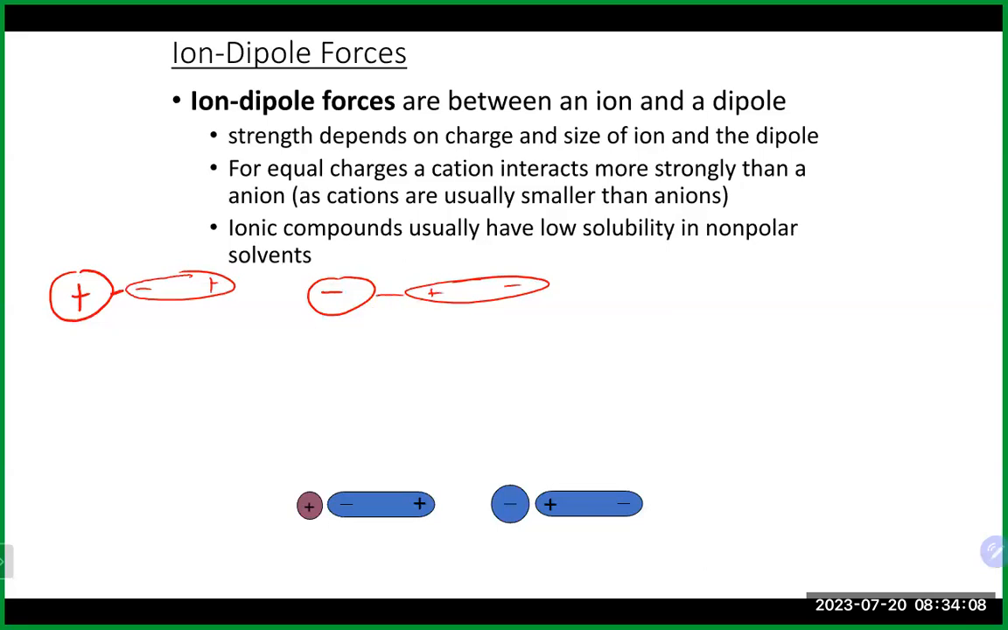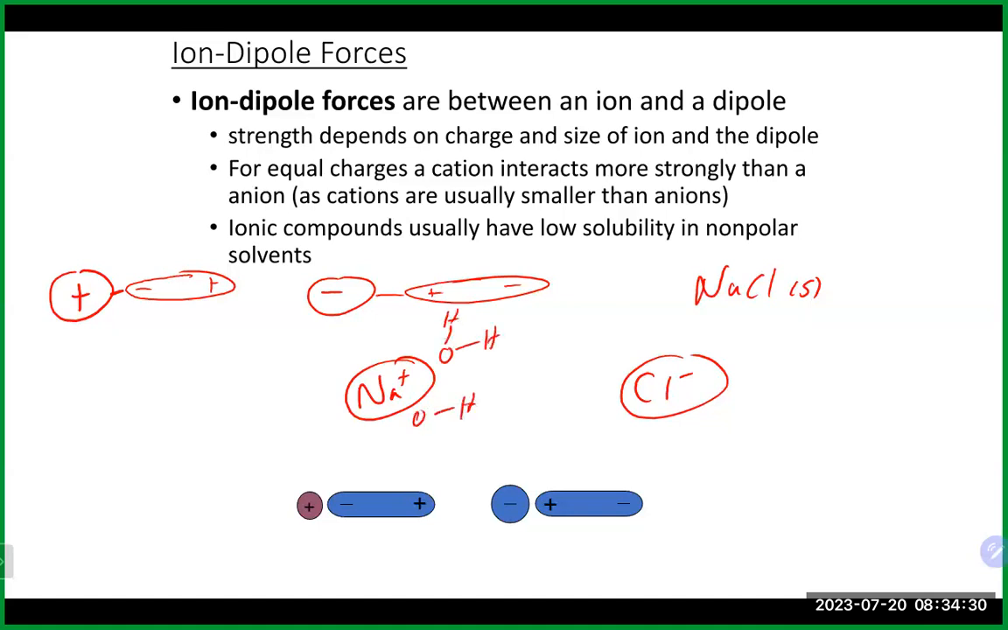This is pretty much what happens when we dissolve an ionic compound in water, right? What happens when we take something like sodium chloride, that's a solid, and we throw it into water, we get the sodium ion, we get the chloride ion. And water, because it is polar and it has that positive side and negative side, the negative side of water will go around and surround the sodium ion. And the positive side of water, which is the hydrogens, will come around and surround the negative ion here. So that's really ion dipole interaction.